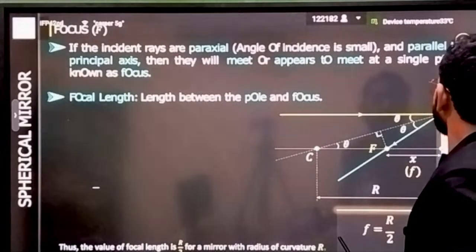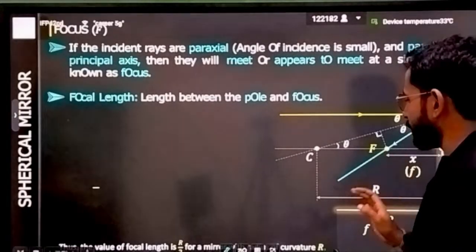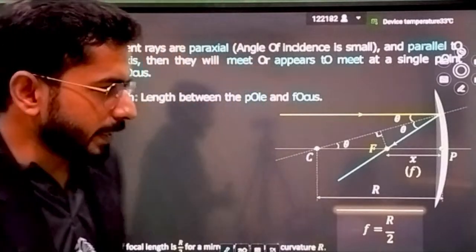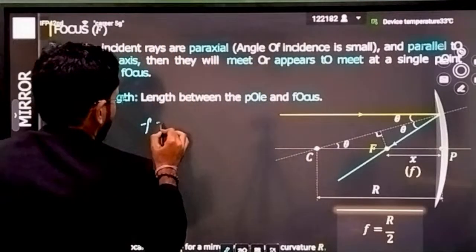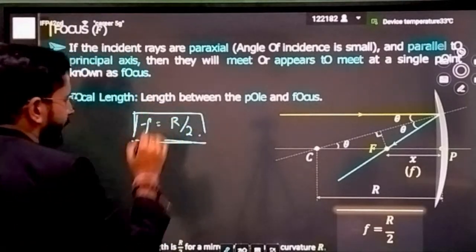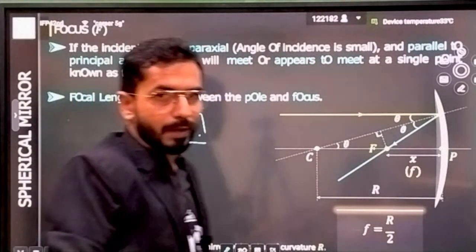Now focus. What is focus? Focus is a very important point in our complete calculation. Focus is defined as f is equal to R by 2. R by 2 means half of the radius of curvature.